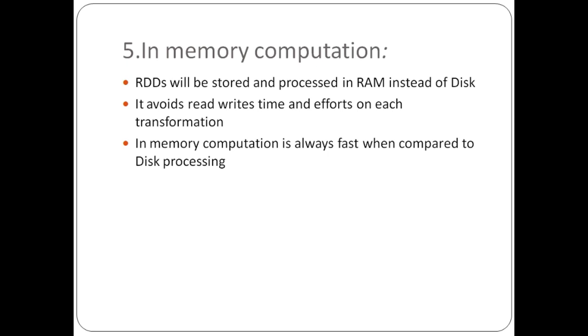So RDDs will be stored and processed in RAM instead of disk. So it avoids the read and write time. Okay, in-memory computation is always fast when compared to the disk processing. Okay, Hadoop is a disk processing. Here also, not all transformations will be memory computation. Whenever data is shuffling, some disk operations will also be involved here.